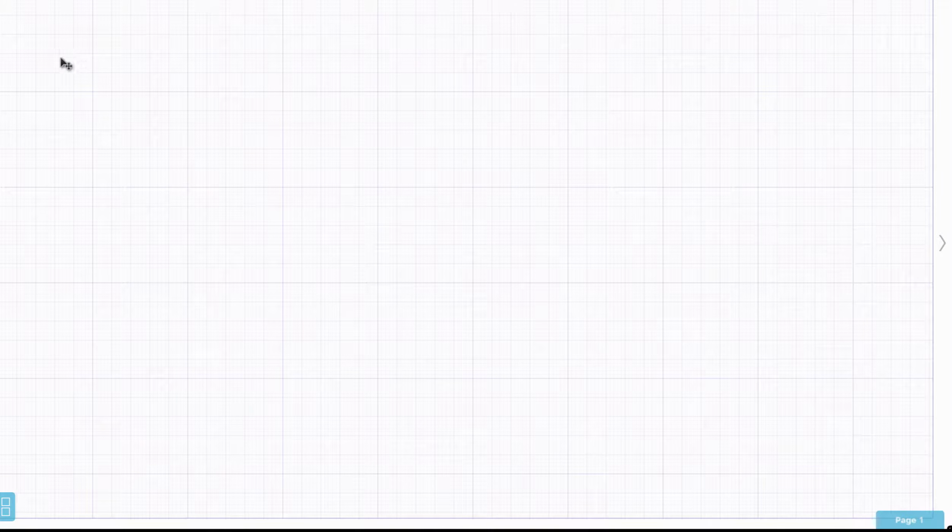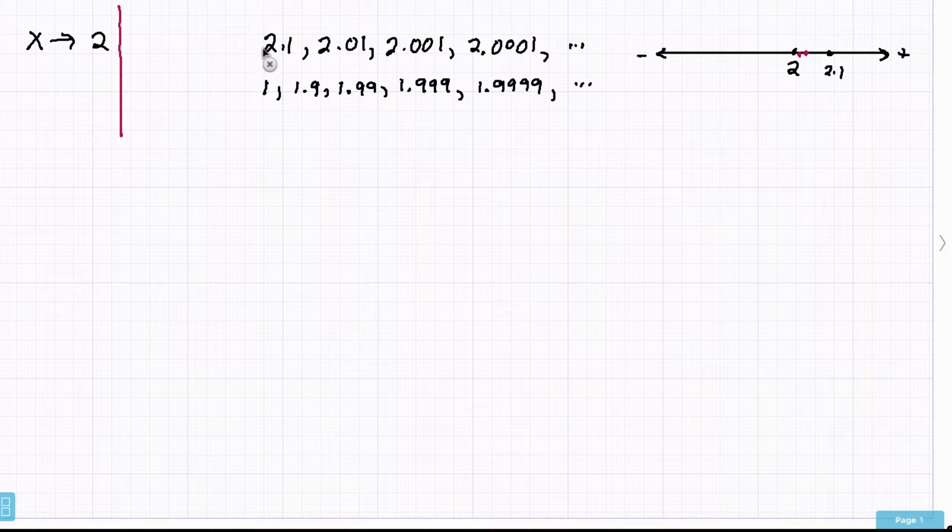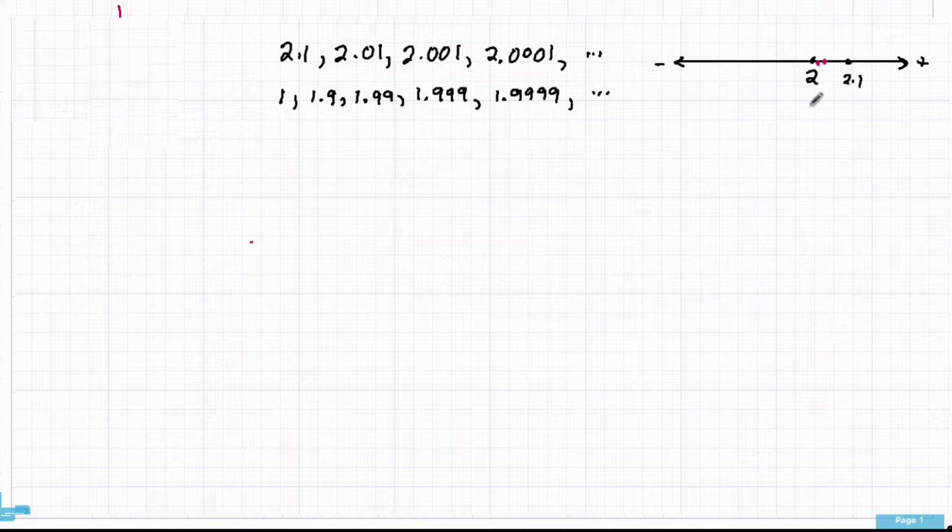All right, let's look at x approaches 2 again. Here's one list. Here's a different possible x approaches 2 list. Notice that in this first list, all the numbers come from the positive end of the number line, whereas all the numbers in the second list come from the negative end, or the negative half of the number line.